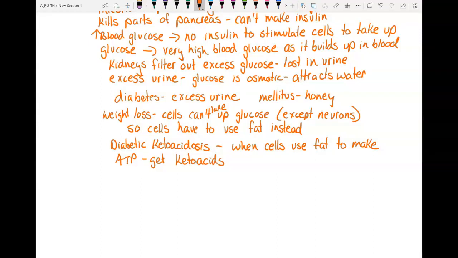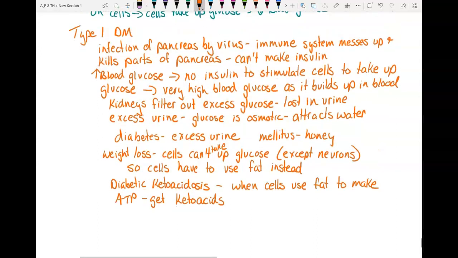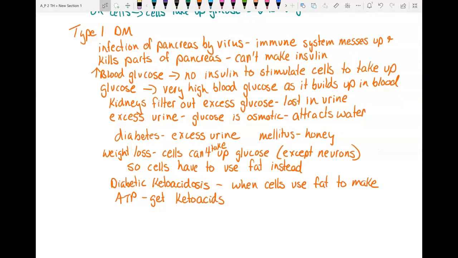So with type 1 diabetes, you get sugar in the urine. That's because their cells can't take up the glucose. It builds up in the blood, and then the kidneys filter it out. You get excess urine because the glucose is osmotic. It's pulling more water into the urine with it. You get weight loss because since cells can't use glucose, they use fats instead. And you get ketoacidosis because all that burning of fat produces acids that are dumped into the blood.